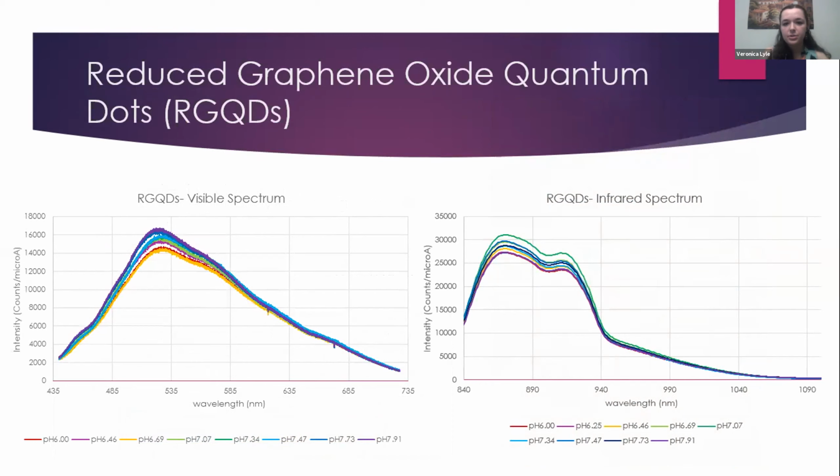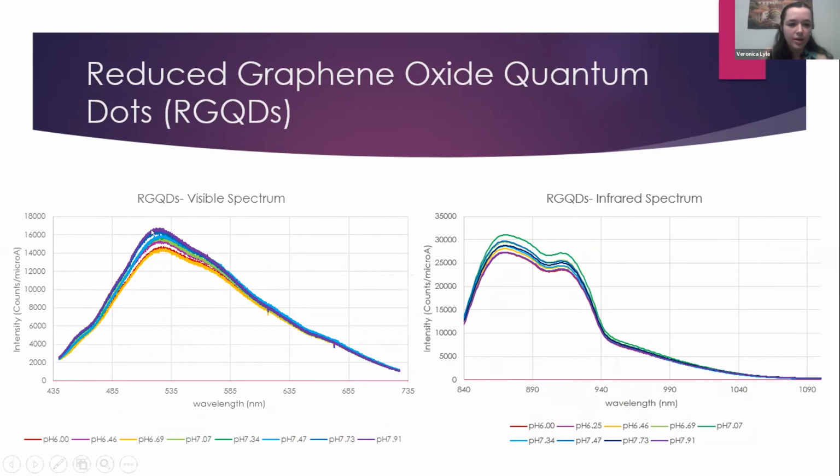So the results for the reduced graphene oxide quantum dots: they all had consistent spectra, which is good for other imaging purposes, but unfortunately, relative to the pH, there wasn't any particular pattern. I color coded from more acidic being red, then going ROY G. BIV, so the most basic is purple.